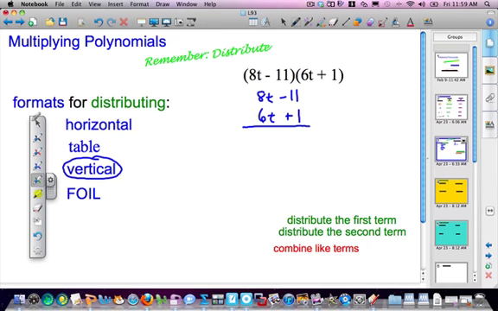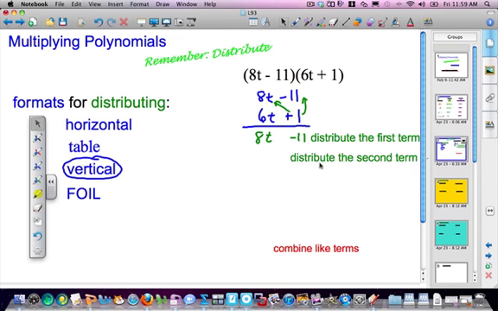Now I'm going to apply the distributive property. I'm going to distribute the first term. So 1 times negative 11 gives me negative 11. 1 times 8t gives me a positive 8t. I'm going to distribute the second term. 6t times negative 11 is a negative 66t. 6t times 8t is a positive 48t squared.